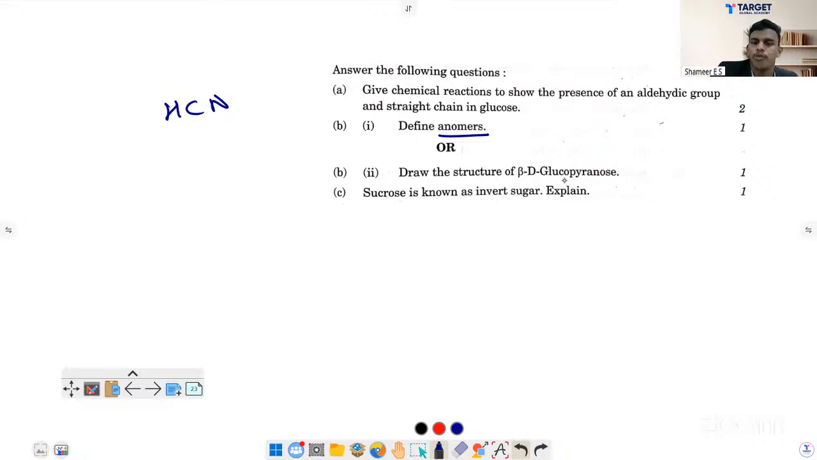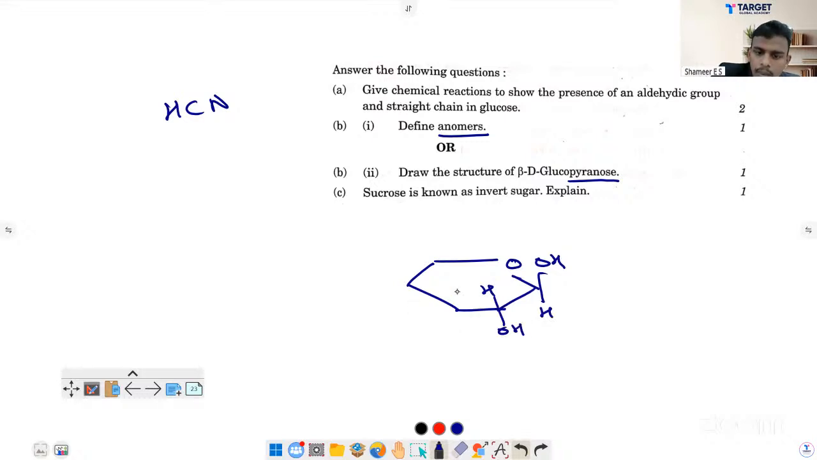Draw the structure of beta D glucopyranose. So you should draw the pyranose. Many students have confusion about which one to draw, so the pyranose we should mention. Beta means OH above, H below. That is the difference. Second carbon H OH. Third carbon OH H.